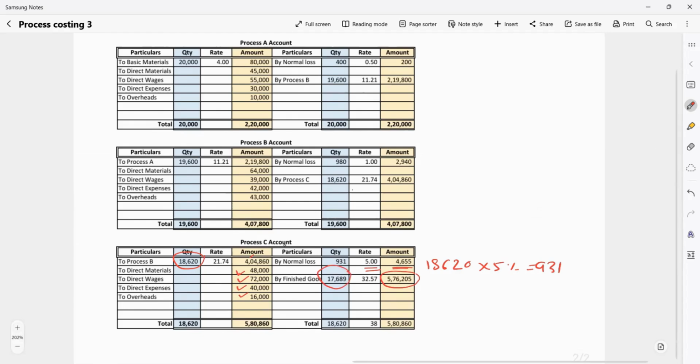So in other words, output of process C which is transferred to godown as finished goods is 17,689 units and total amount is 5,76,205. CPU is calculated using the same method: 5,76,205 divided by 17,689 equals 32.57. So this way, process A, B, C, all these three accounts are done, and output of process C is transferred to finished goods at 32.57.